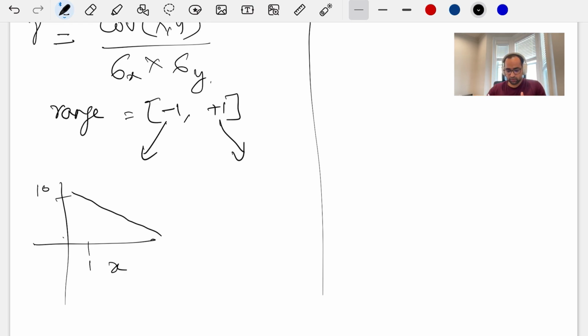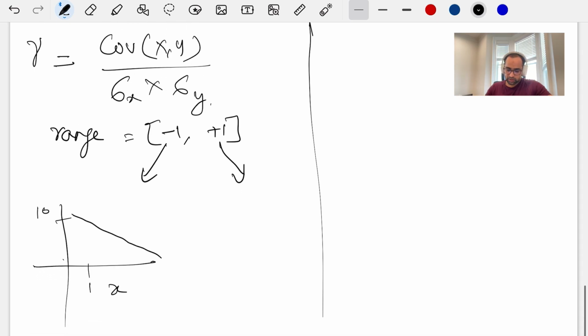If the value of one variable increases, another variable decreases. In this case, it would be a negative linear relationship between these two. So this is about correlation.